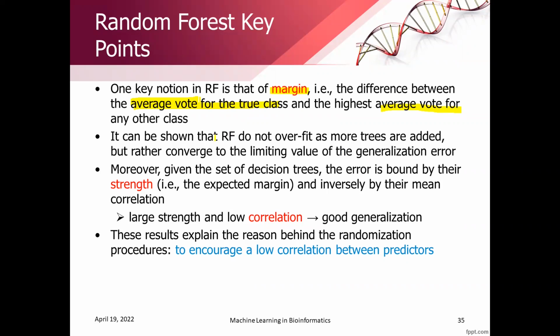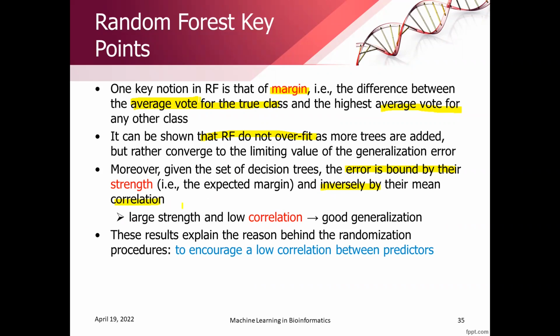It can be shown that random forests do not overfit as much when we add many trees, but rather converge to some limiting value and some fixed generalization error. The error is usually bound by the strength, so the expected margin, and depends inversely on their mean correlation. So this is important: inversely on mean correlation.